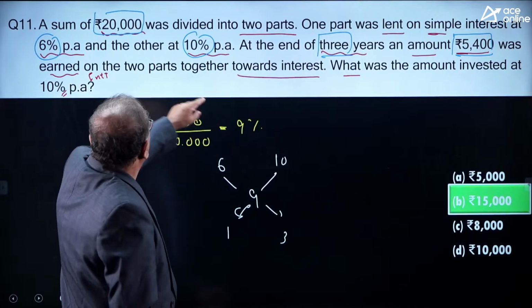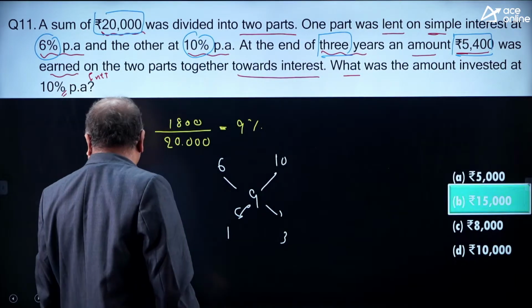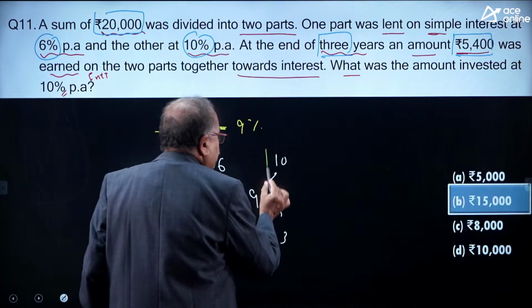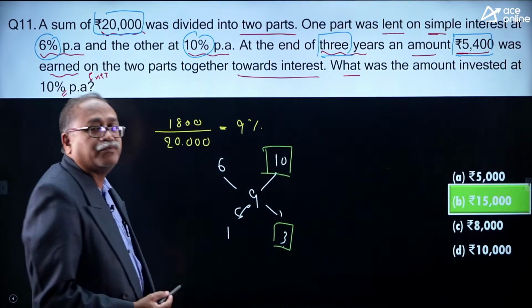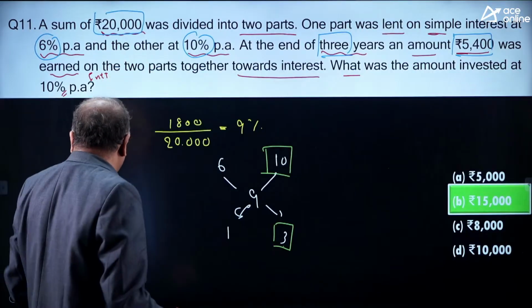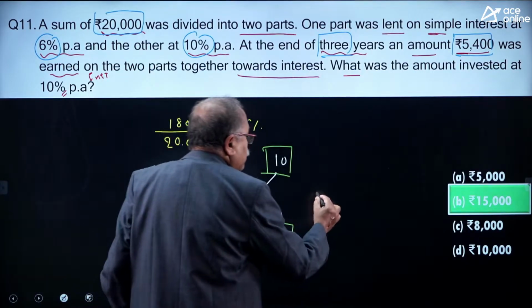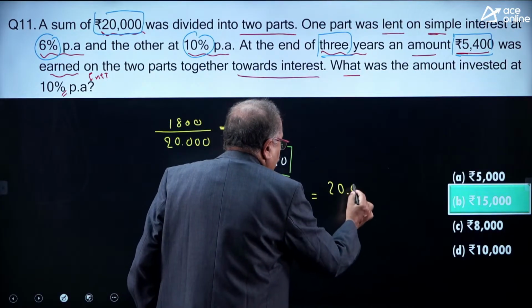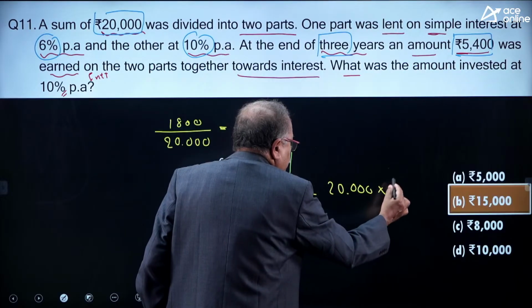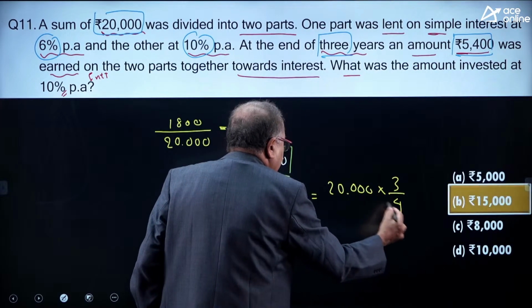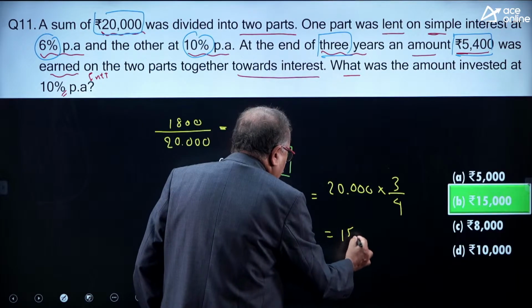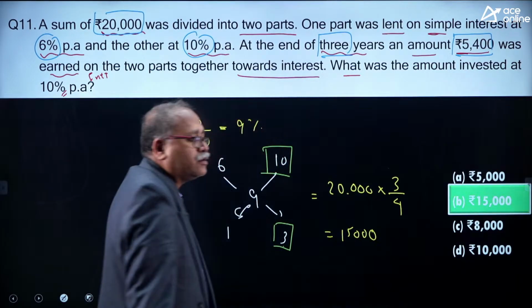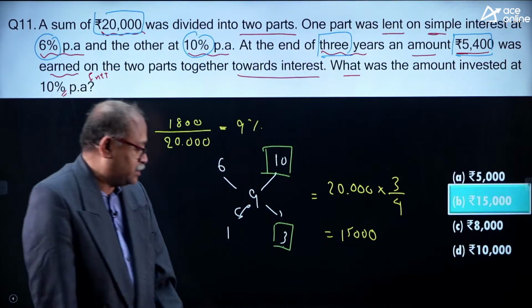So, how much is invested at the rate of 10% per annum? The 10% per annum, 3 parts out of the total 3 plus 1, 4 parts. So, that is 20,000. I must have answered the question this way, 20,000 into 3 over 4 parts, and 5 3s, that is nothing but 15,000. Well done, sir.